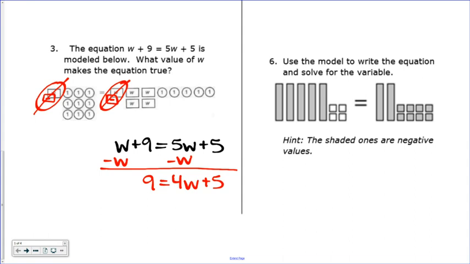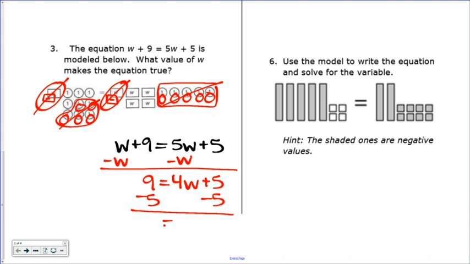So in order to do that, I'm going to make 0 pairs. Okay, so here's 5 0 pairs on this side. All of these cancel. And I need to add 5 0 pairs over here. 1, 2, 3, 4, 5. All of these cancel. That's the same thing as looking at your equation as subtracting 5 from both sides. 9 minus 5 is 4, and you have 4 W's left. And that's exactly what your equation looks like.